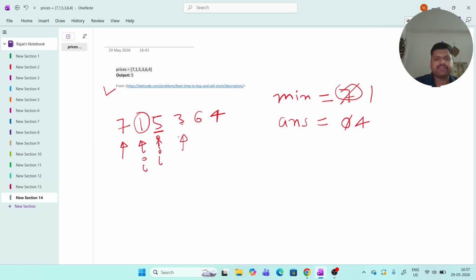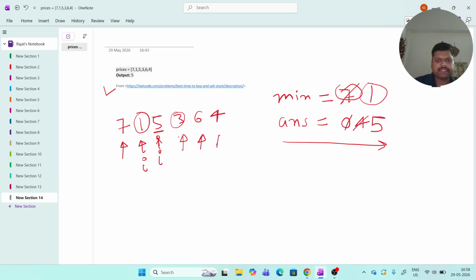Now prices of i is 3, minus min is 1, is 2, which is not greater than 4. So we'll move forward, but before that we have to update the value of min. Now this is 3 and min is 1, so min is already minimum, no problem. Then we'll come here. Here prices of i is 6 and min is 1, so 6 minus 1 is 5, which is greater than 4, so we'll update the answer and make it 5. Then, before moving forward, as usual, we are updating the min. This is 1 and this is 6.